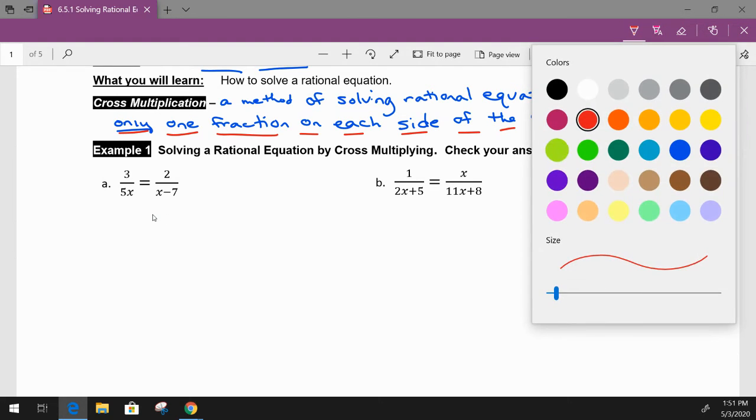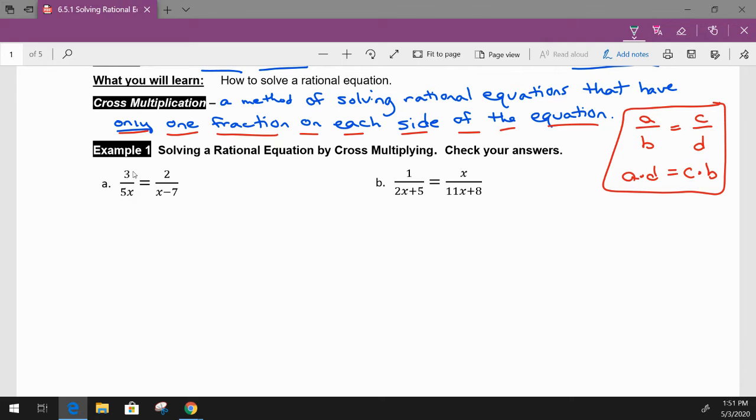So in your first example here, we have 3 over 5x equals 2 over x minus 7. So again, I have a single fraction equal to a single fraction. So to solve this, I'm going to take the numerator, which is 3, times the denominator of the fraction on the other side of the equals, and set that equal to 2, which is the numerator on the right side, times the denominator that's on the left side of the equation. Now you do need to simplify. In the left side, you're going to distribute. 3 times x is 3x. 3 times negative 7 is negative 21. 2 times 5x is 10x.